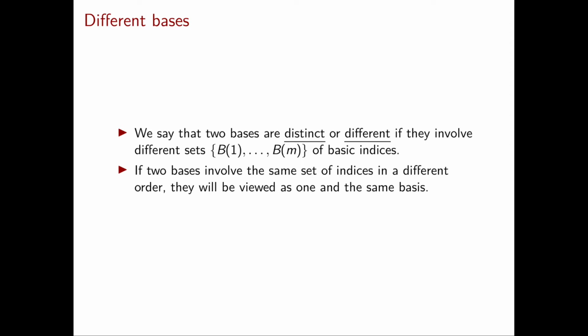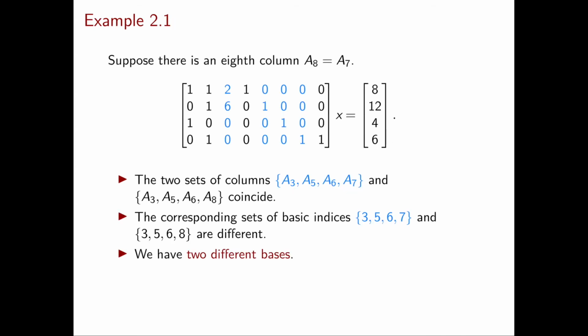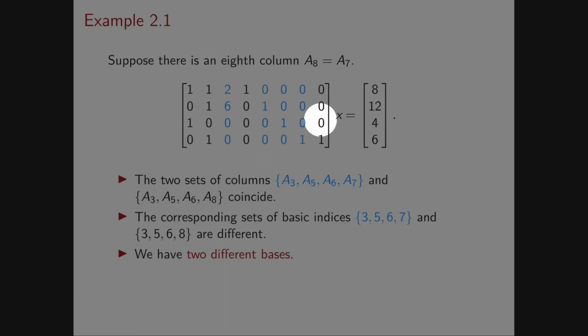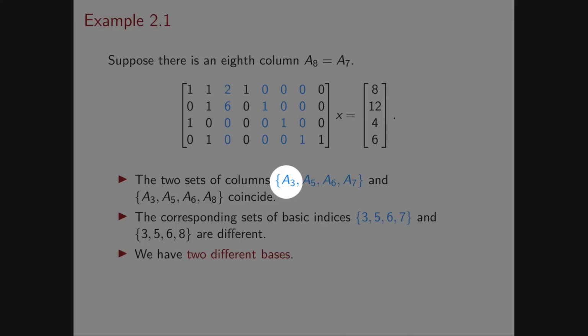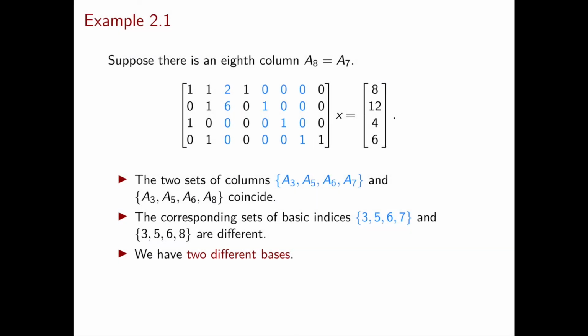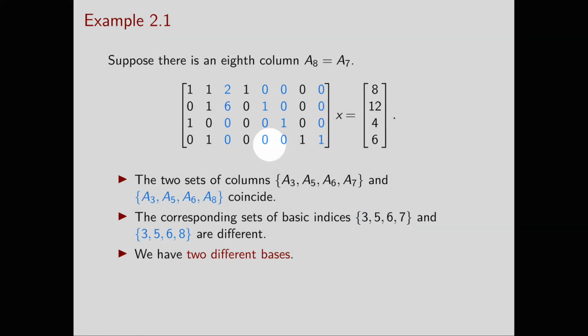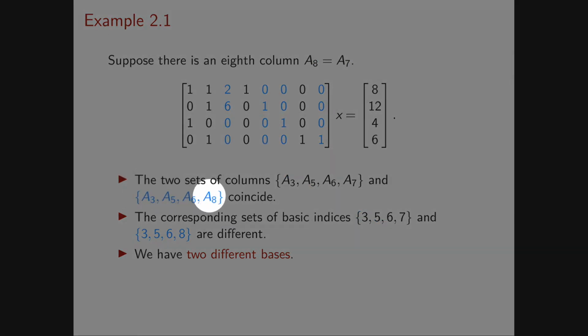So let's immediately see an example to understand this, which is a little bit confusing. Let's look again at the same example that we've seen lately. We're just going to add one more column, which will be exactly equal to the seventh column. Let us now select first the set of columns A3, A5, A6, and A7. These columns are highlighted here in blue. And then instead, I'm going to select A3, A5, A6, and A8, which are now selected in the matrix.